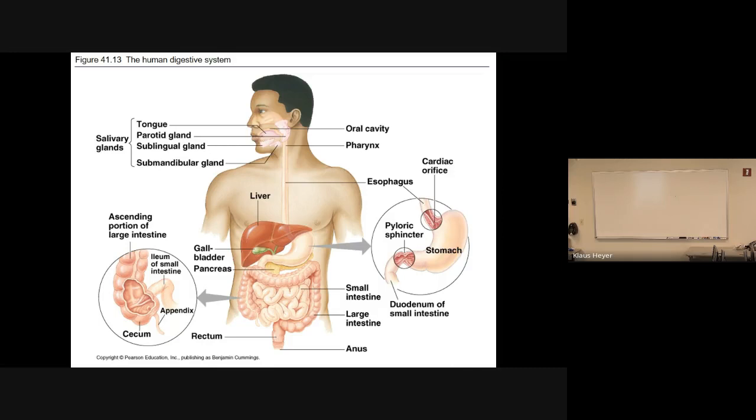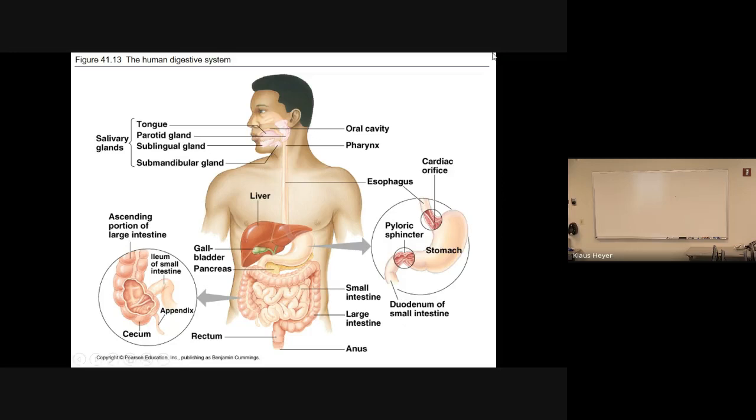So the stomach is going to physically break food down. The stomach is going to liquefy your food. So what's the function of the stomach? Liquefy your food. So the stomach liquefies your food.